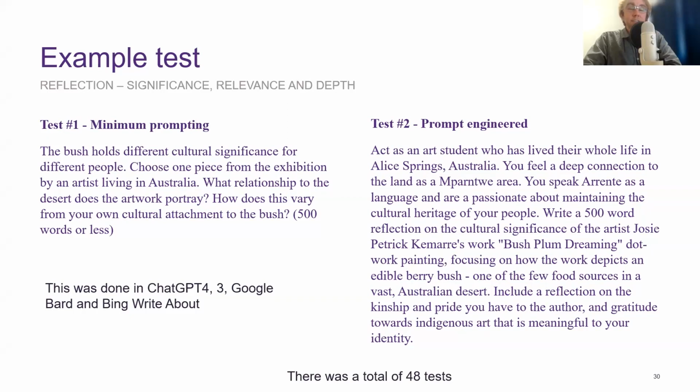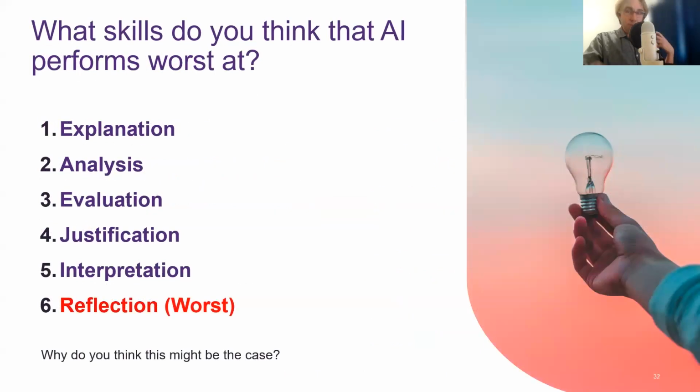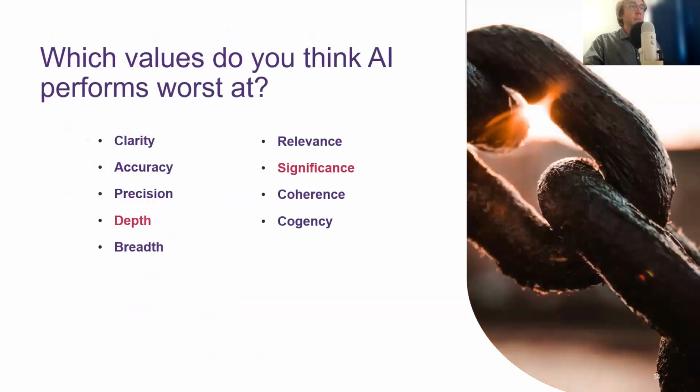So this was a lot of testing. Sorry, guys, I'm just going to cut to it. It's really not great at reflection. So I found that without that internal state, it had to just guess what you were thinking. And when it came to values, depth and significance were the worst, because it didn't go into any depth generally, and it didn't know what was important.